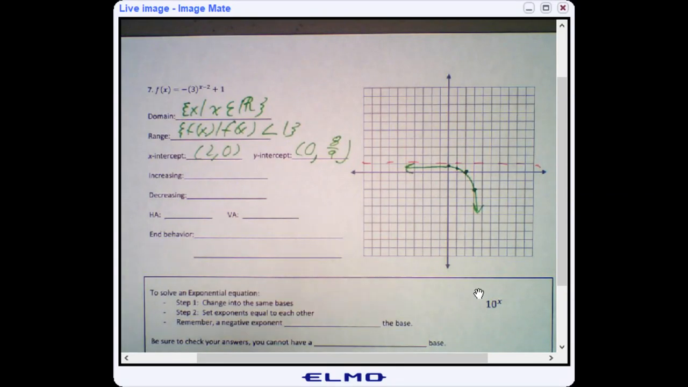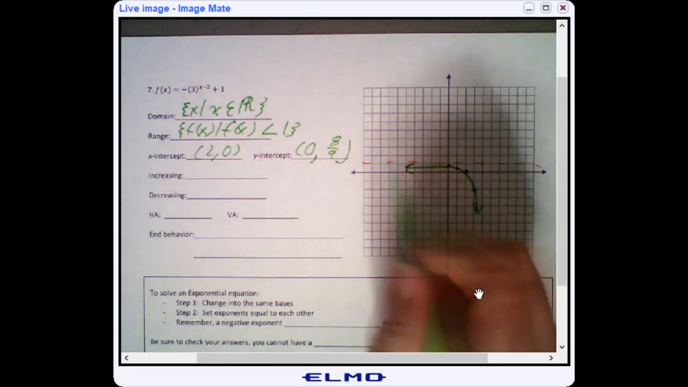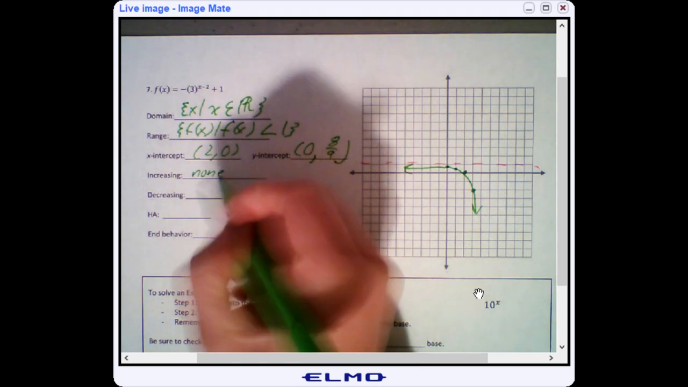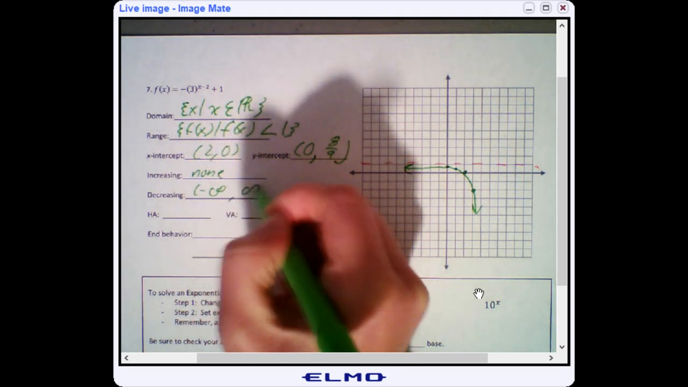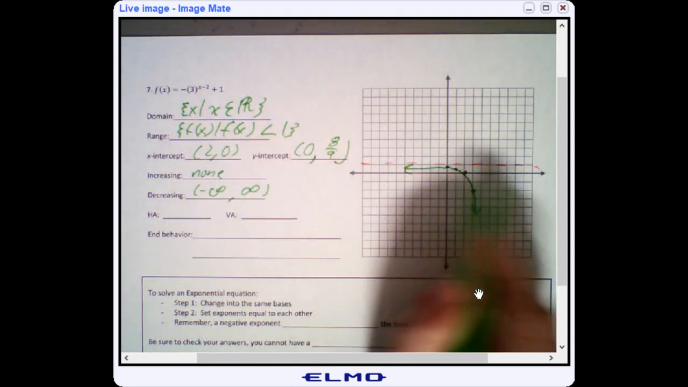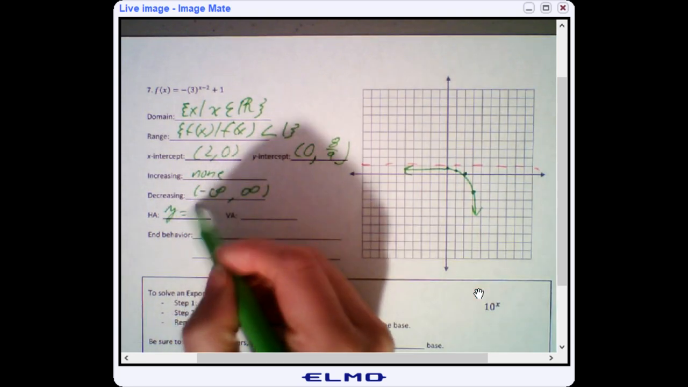This time, as I look, I'm decreasing. So my increasing is going to be none. I'm decreasing from negative infinity to positive infinity. My horizontal asymptote is at y equals 1, and my vertical is none.